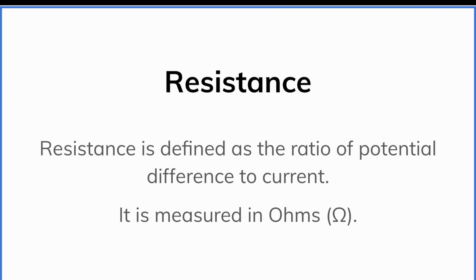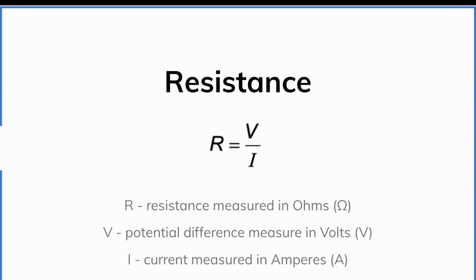Resistance is measured in ohms. That's the unit, and the symbol is the capital Omega for the ohm. The formula for resistance, based on the definition, is R equals V over I, where resistance is measured in ohms, V is always measured in volts, and I, the current, is always measured in amperes.